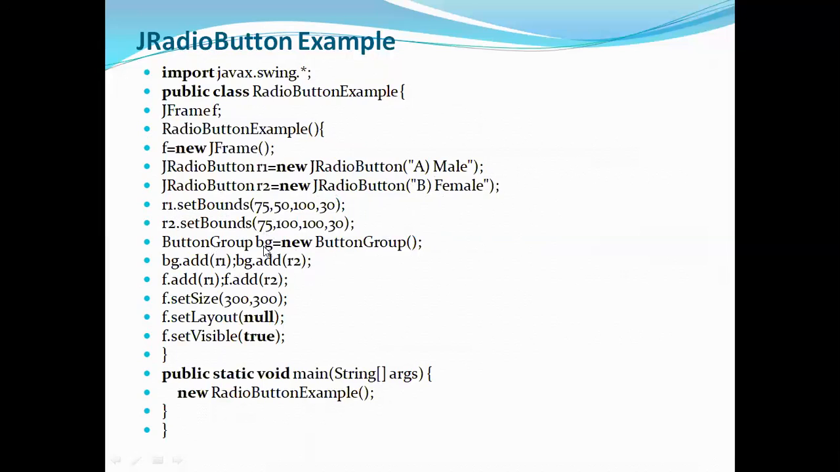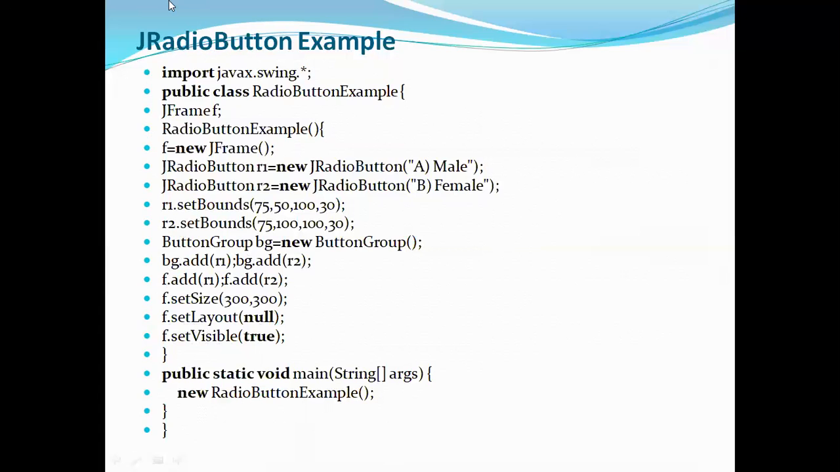I've created an object of my ButtonGroup class. Now for this object, I'll add both the radio buttons. So add r1 to bg and r2 to bg. So I've added them. Then these radio buttons should be added to the frame. So both the radio buttons I'm adding to the frame. Then I'm setting the size of the frame, setting the layout of the frame as null, and setting the visibility. After that, I'm creating the main object for my class.